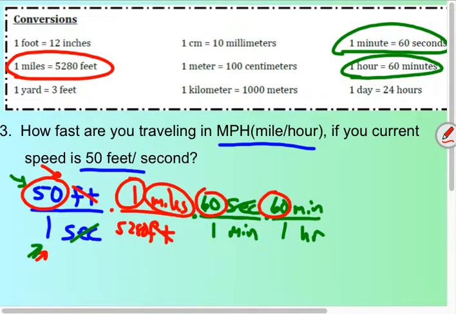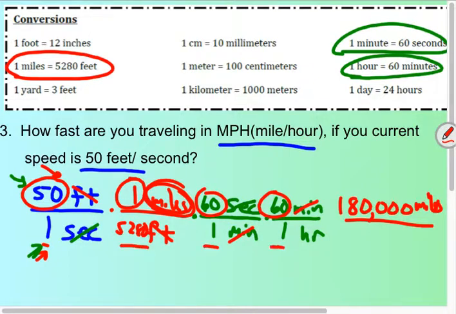What do we got here? 180,000. And in this case, minutes cancel out. The only label I have on the top is miles. Per, looks like 1 times 5,280 times 1 times 1. That's just going to be 5,280, and it's not really hours. We have to divide this so we can get it in miles per hour.